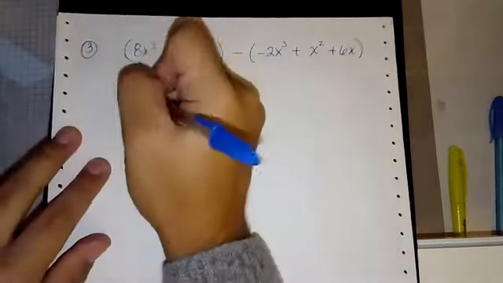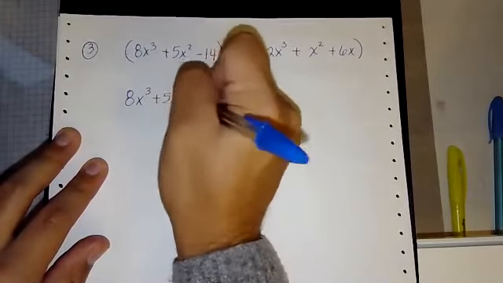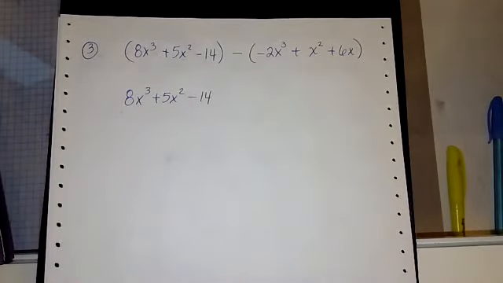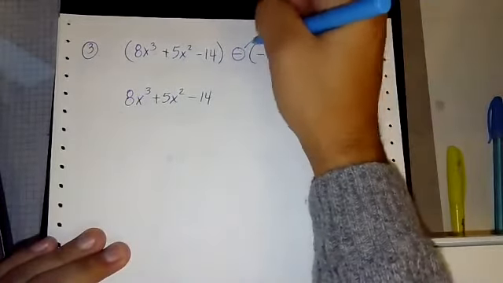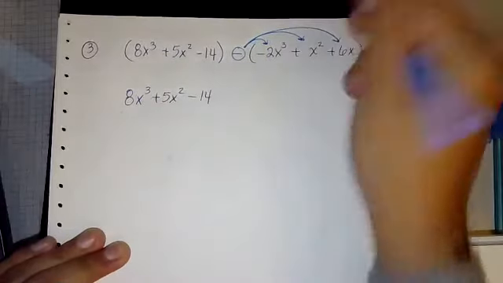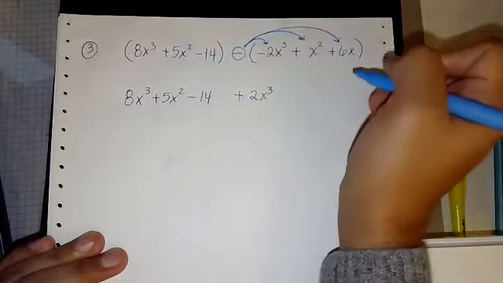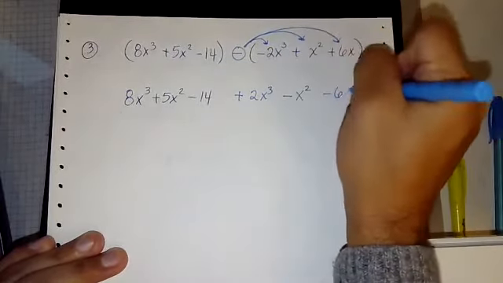So what I would do is just bring down the first polynomial exactly as it is. We haven't changed it. The only difference is that we left the parentheses off. And then what we need to do is just go ahead and distribute this negative sign as though we're multiplying a -1. So we should be getting a positive 2x to the third, a negative x squared, and then a negative 6x.